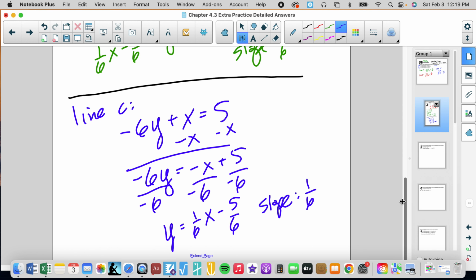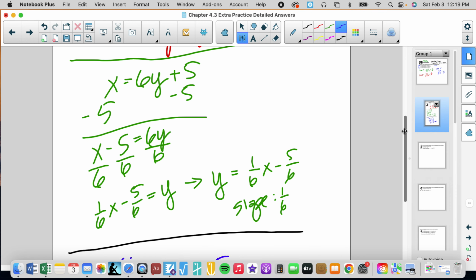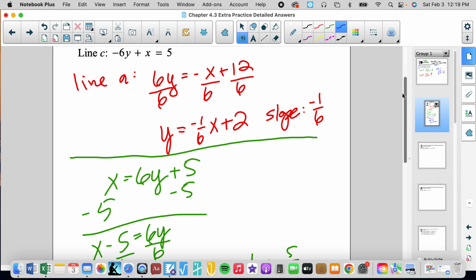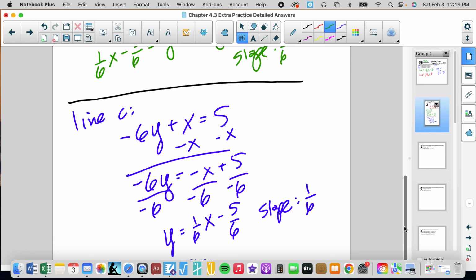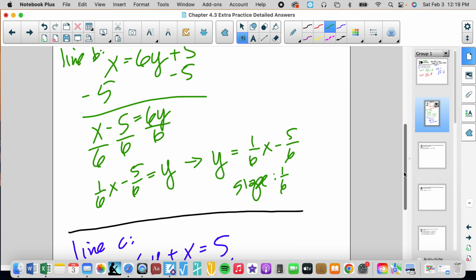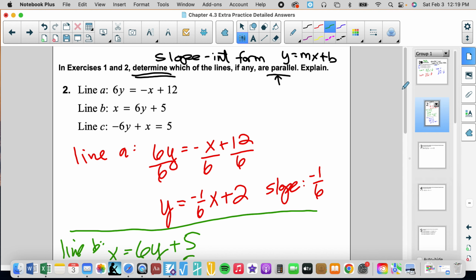Yeah, so this is, oh, I didn't even write that was line B. Line B and line C are parallel, but also they are the same line. So that's interesting. Let's see what the answers say. I don't know if they meant to do that or if I made a mistake.